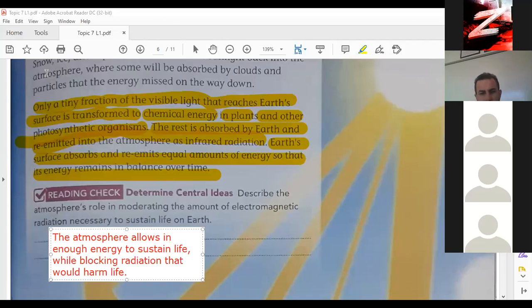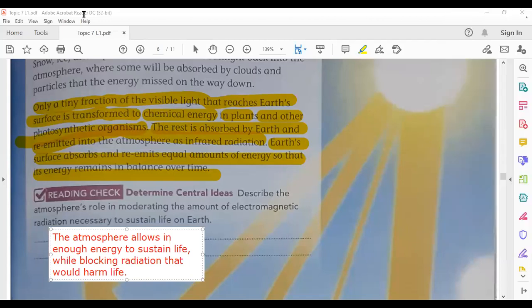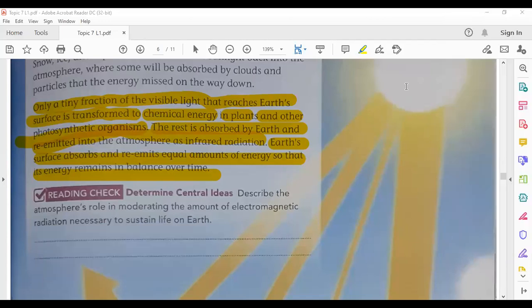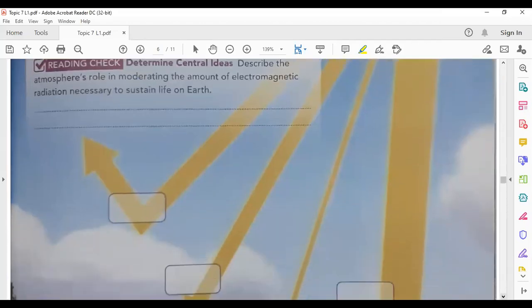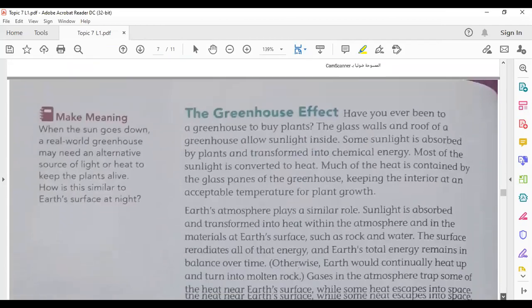Okay, turn to the next page. If you finish, turn to the next page. The greenhouse effect.